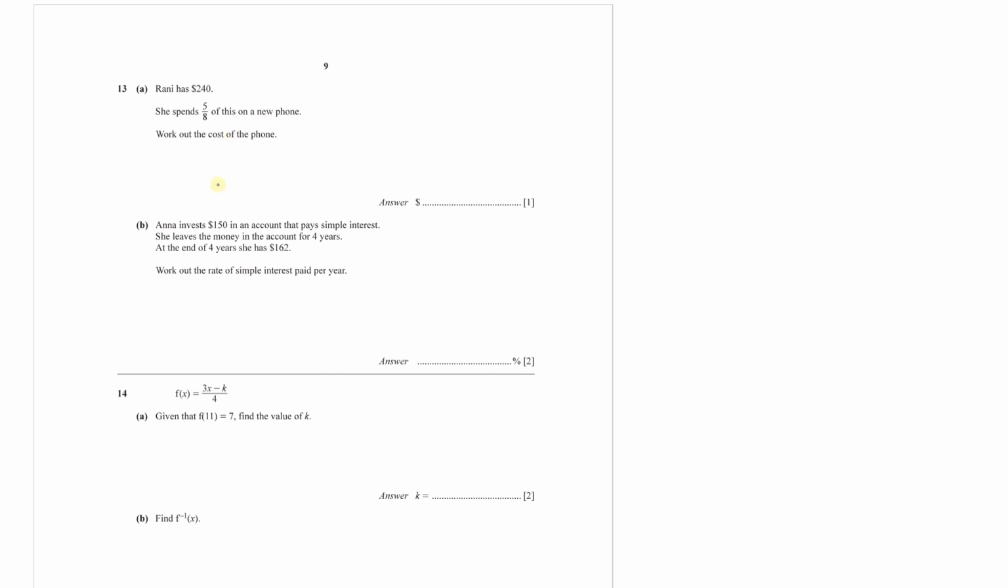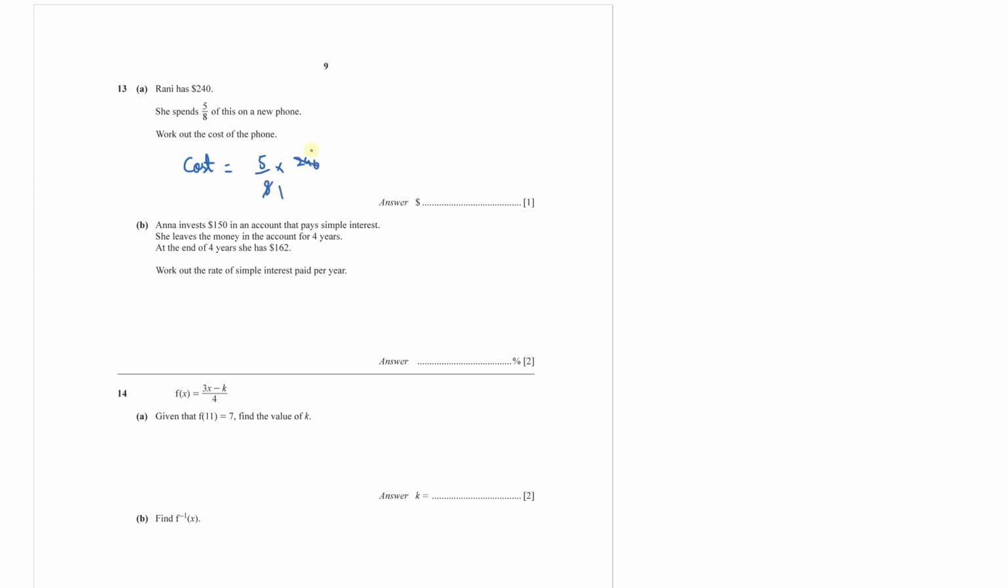Question number 13 is, Rani has $240. She spends 5 over 8 of this on the new phone. Work out the cost of the phone. So the cost of the phone is 5 by 8 of this $240. So cost would be equals to 5 by 8 times 240.